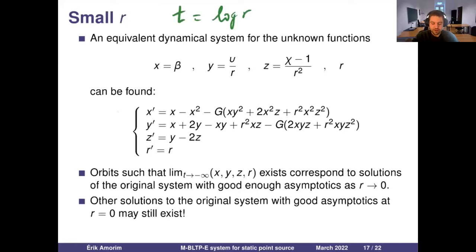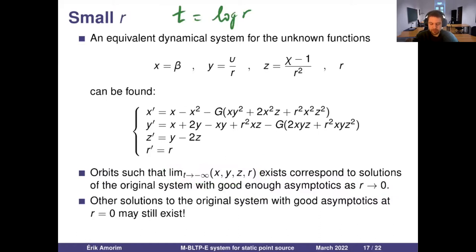And then now you have a dynamical system. And as it turns out, the orbits of this dynamical system that have an alpha limit, so limit as t goes to minus infinity, those orbits correspond to solutions of our original system that have the good asymptotics as r goes to zero. So what does this mean? It means that you're now interested in the unstable manifold of this dynamical system around one of its equilibrium points at r equals zero. It actually has three of them, but only one is the physically meaningful one.